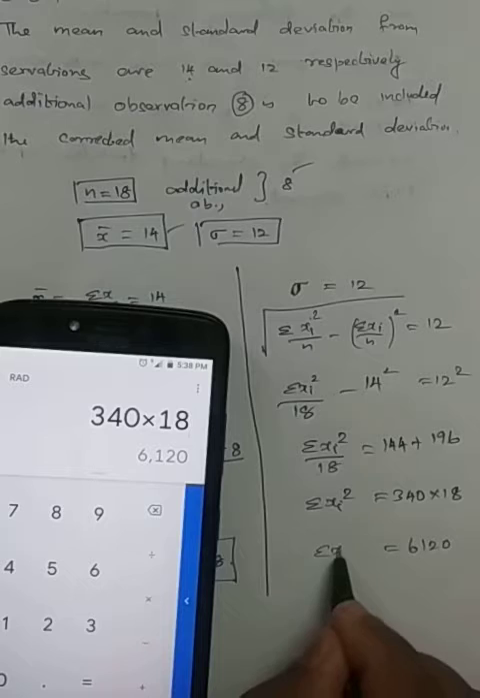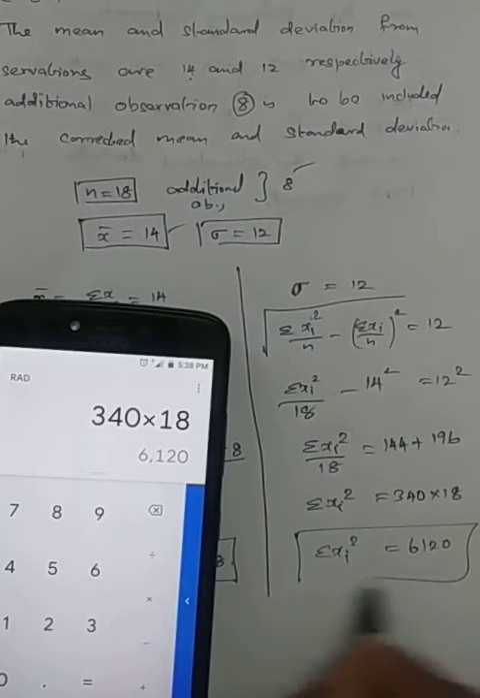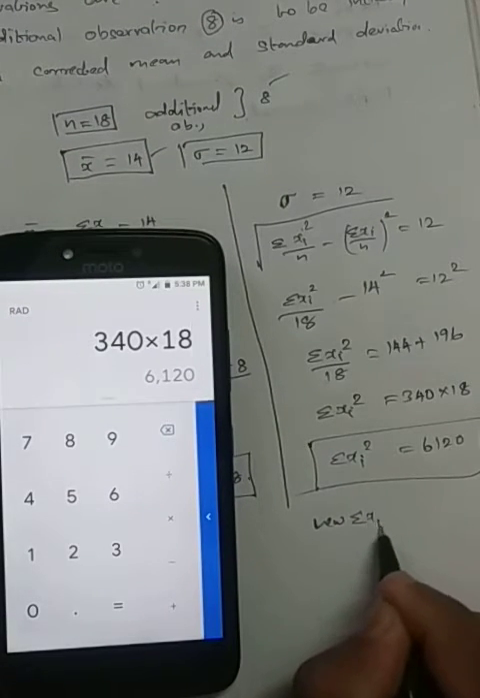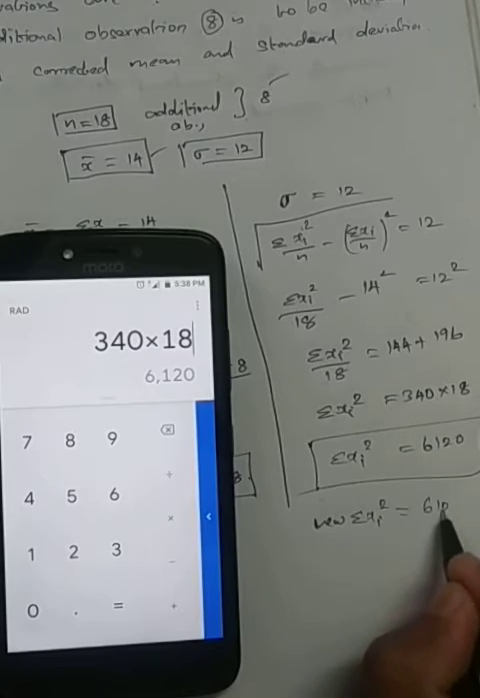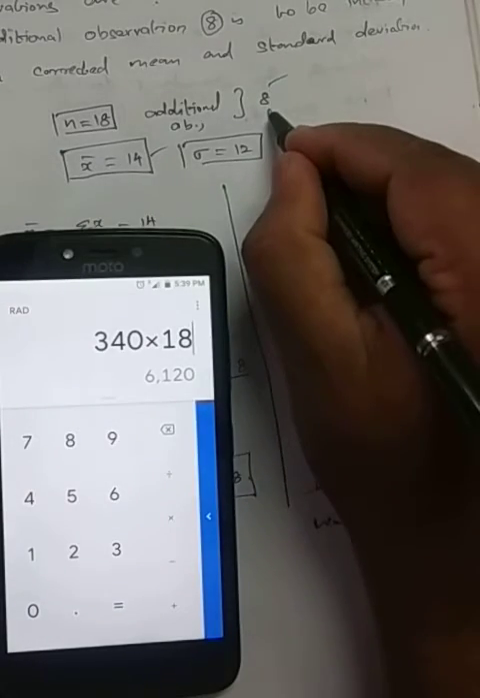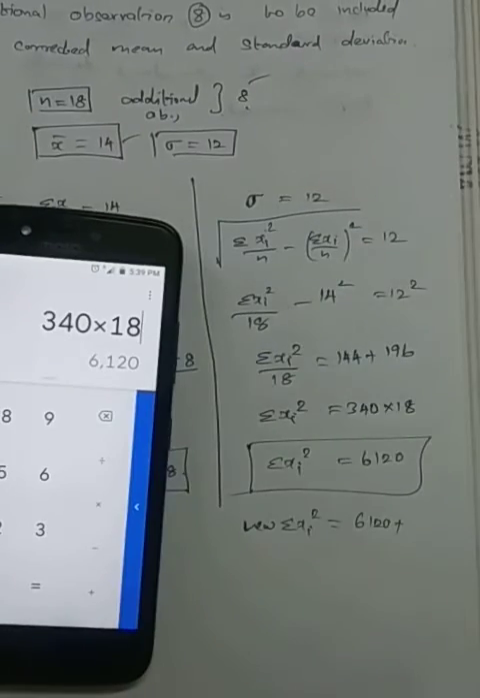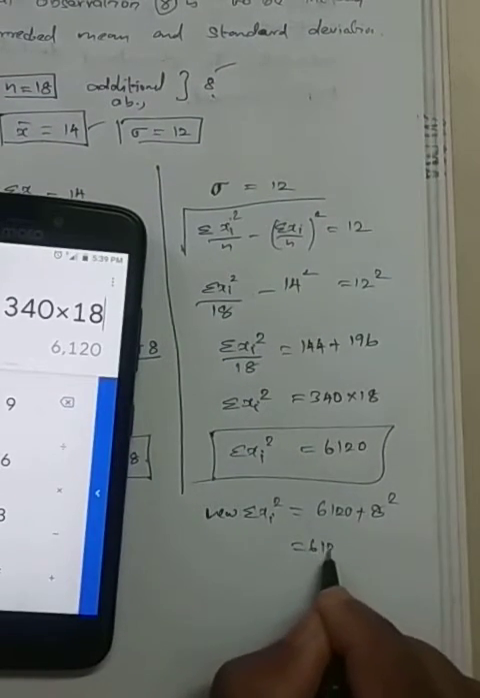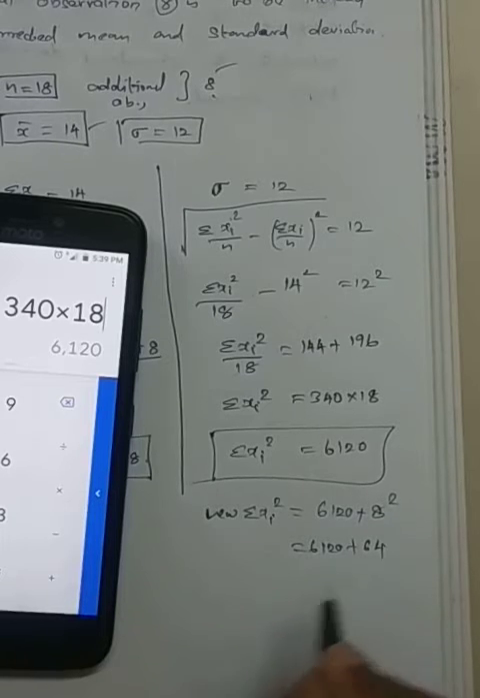This is the sigma xi square value. But we need a new one. So the new sigma xi square value is 6120 plus the new observation 8, which we need to add here. If I am adding 8 square, that is 6120 plus 64. How much are we getting?